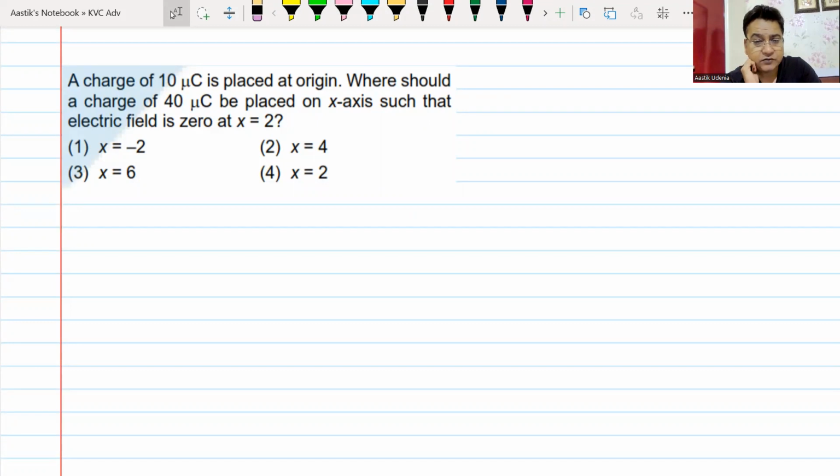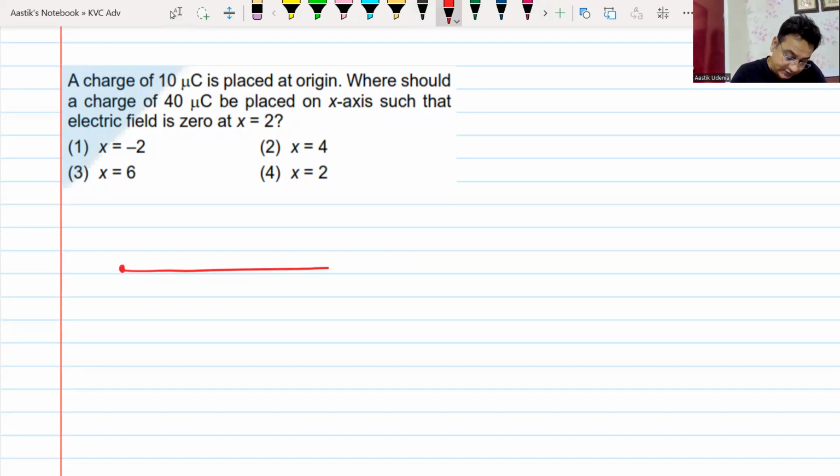A charge of 10 microcoulomb is placed at the origin. Where should a charge of 40 microcoulomb be placed on the x-axis such that the electric field is 0 at x is equal to 2? So how are we supposed to solve this? This is the easiest question that you can probably get. Your origin is here. Your 10 microcoulomb charge is placed over here. So this is 2.